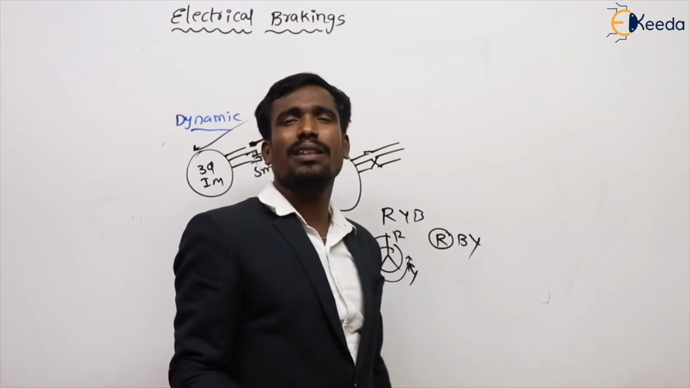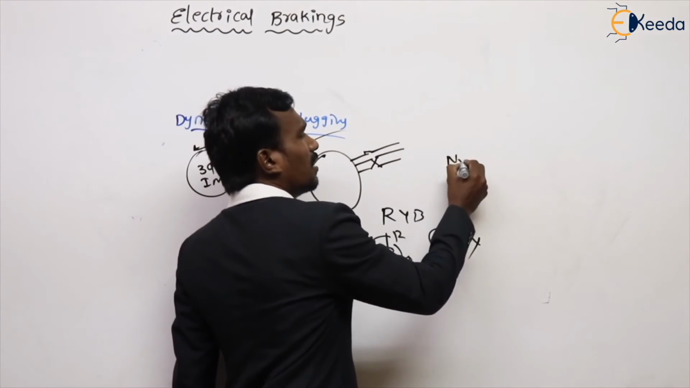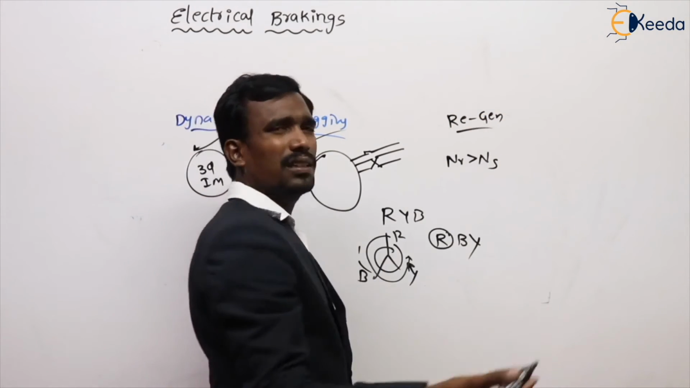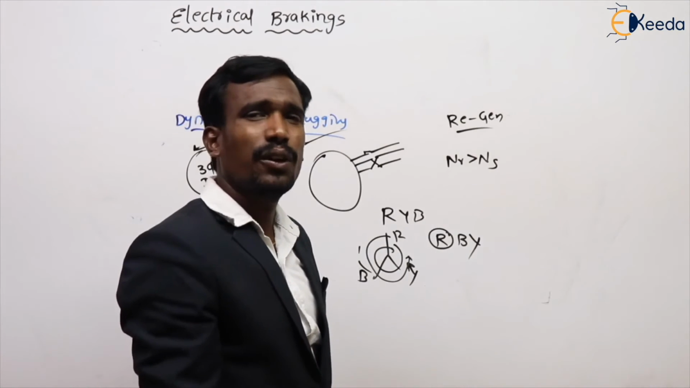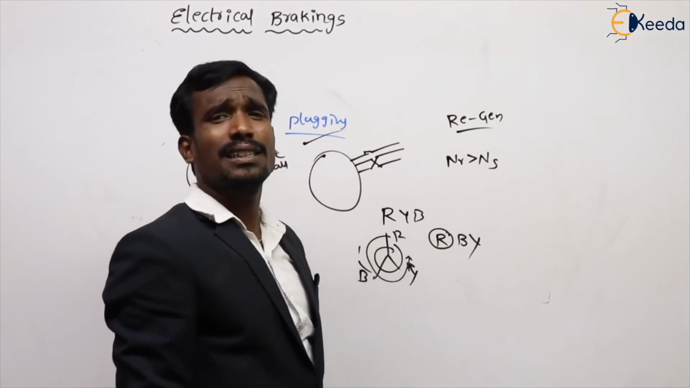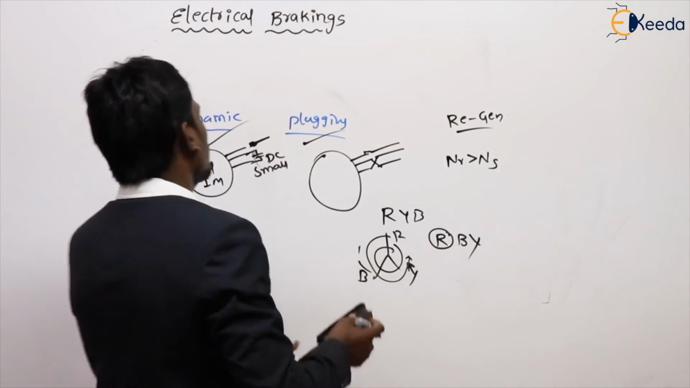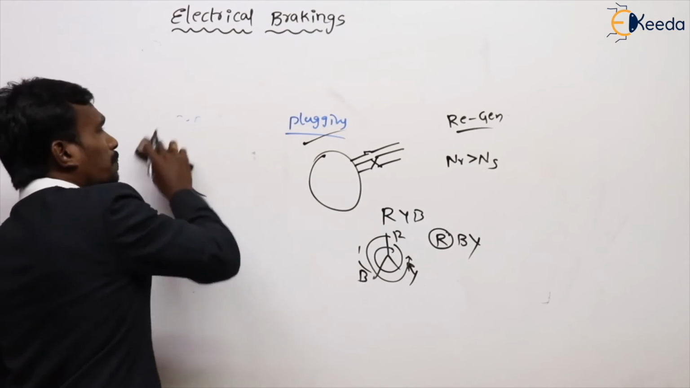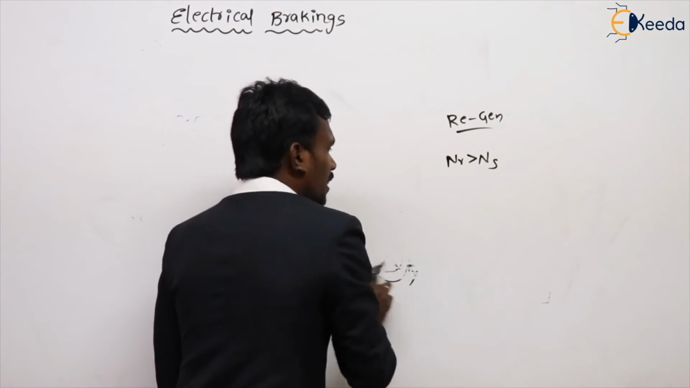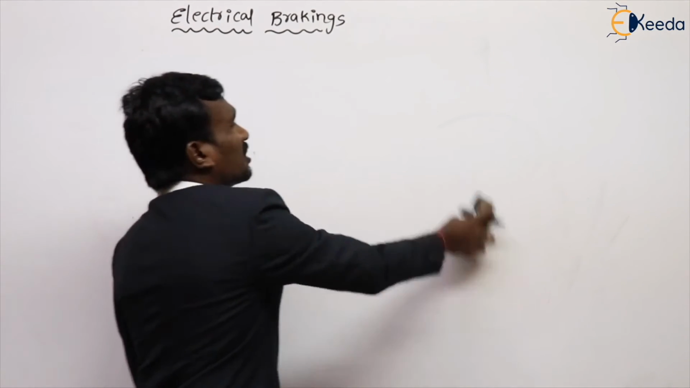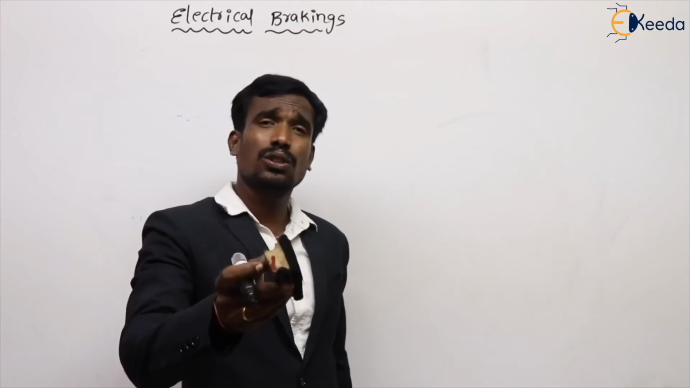If the speed is more than NS, that is, NR is greater than NS, then regenerative braking is applied. If NR is less than NS, it is a motor; if NR is greater than NS, it is a generator. It's normal. Yes or no? So that's why the braking methods are the same for induction machines also. These are very important for traction. Especially they will ask you questions in traction only. Sometimes they ask questions like this.